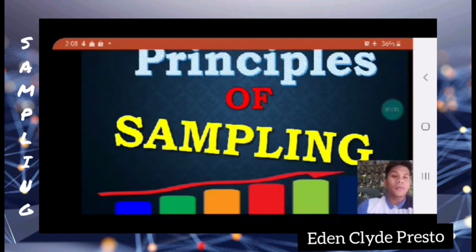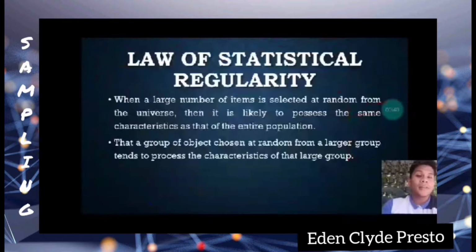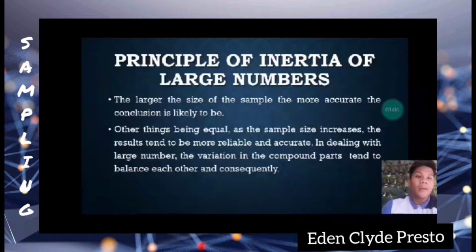That was reported by Ma'am Jasmine Gandalebo. So let's recap. The law of statistical regularity: when a large number of items is selected at random from the universe, it is likely to possess the same characteristics as the entire population. Second, a group of objects chosen at random from a larger group tends to possess the characteristics of that larger group. And the law of inertia of large numbers.